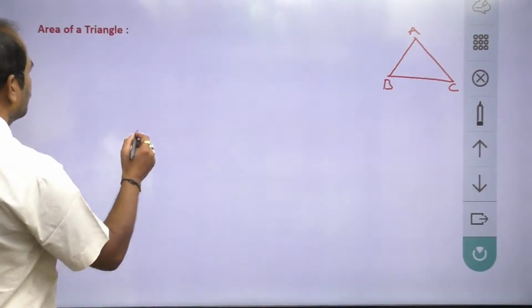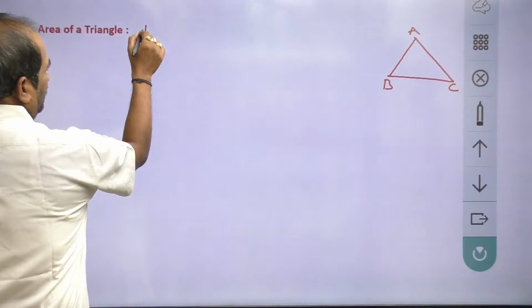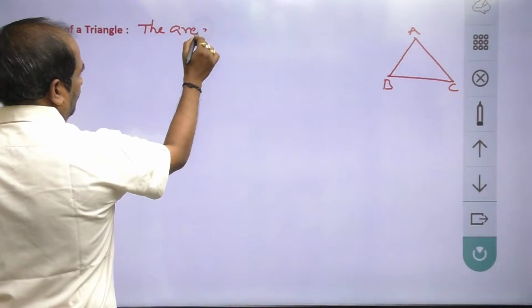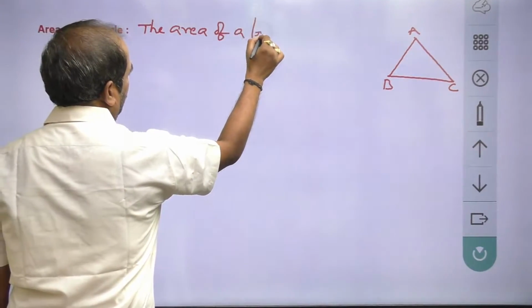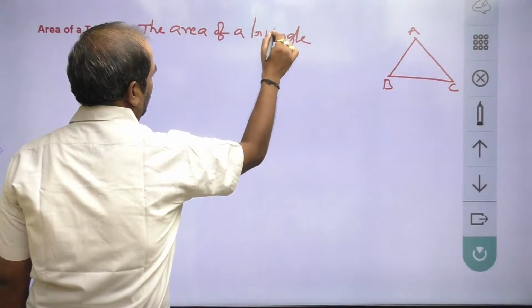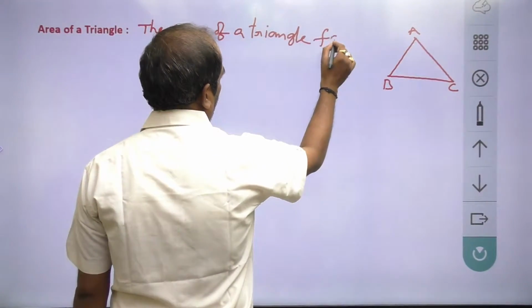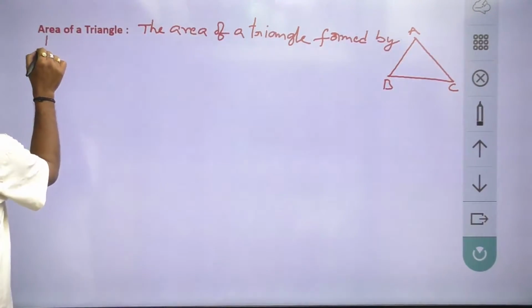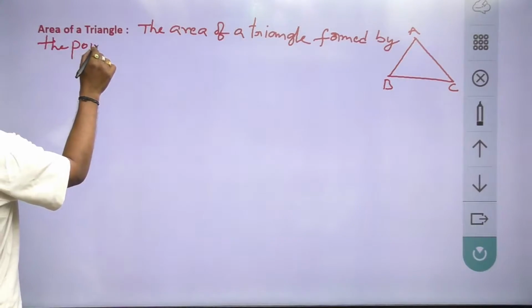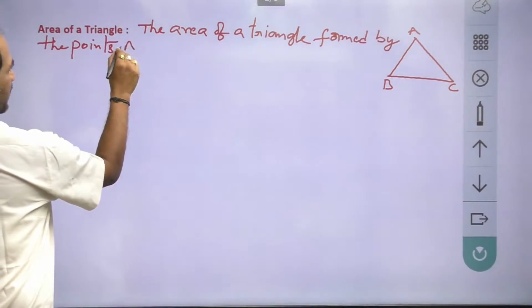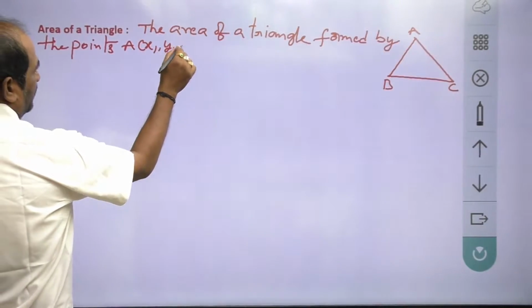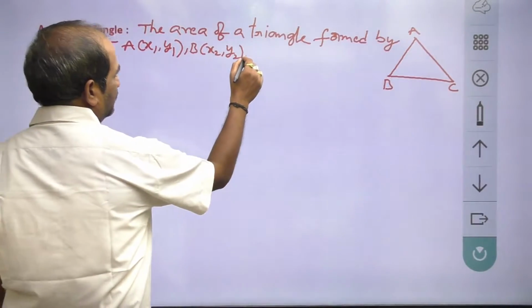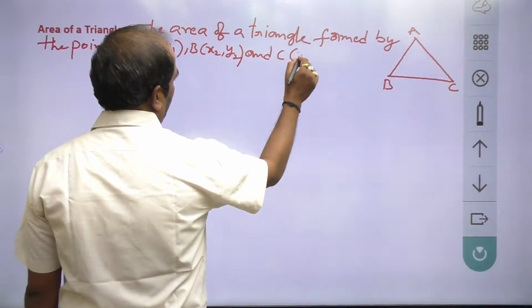The area of a triangle formed by the points A (x1, y1), next B (x2, y2), and C (x3, y3).